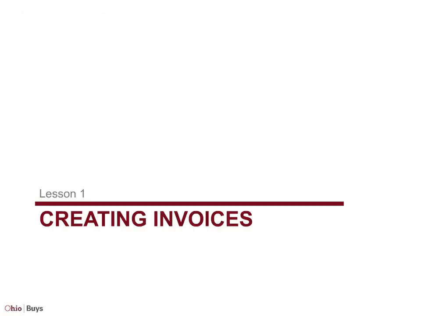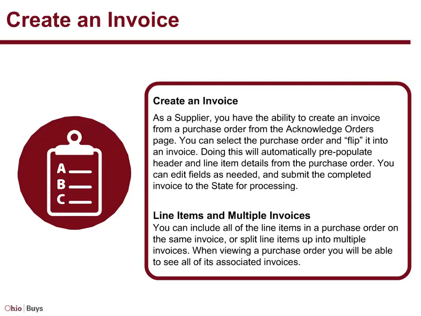Lesson 1. Creating Invoices. As a supplier, you have the ability to create an invoice from a purchase order from the Acknowledge Orders page. You can select the purchase order and flip it into an invoice. Doing this will automatically pre-populate header and line item details from the purchase order. You can edit fields as needed, and submit the completed invoice to the state for processing.